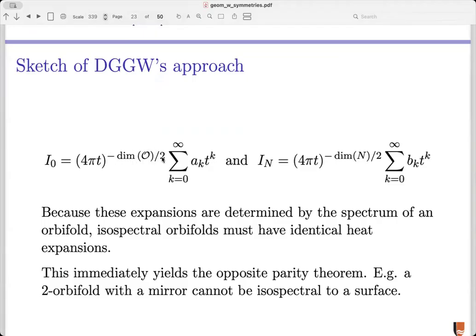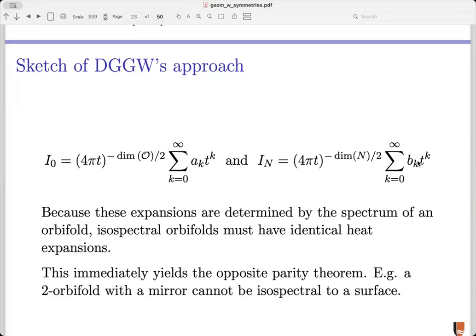so this turns into a 1. And these are t to the k. So on this side, the I0 term will always have integer coefficients or integer exponents of t. On this side, though, for example, if you have your stratum of mirror points, that one-dimensional stratum, here you'll get a 1, so you'll have a minus a half appearing as an exponent of t.